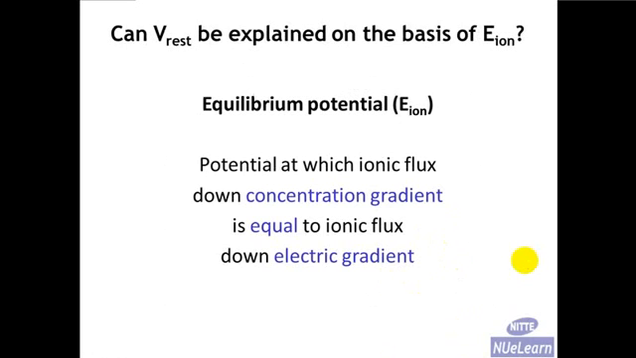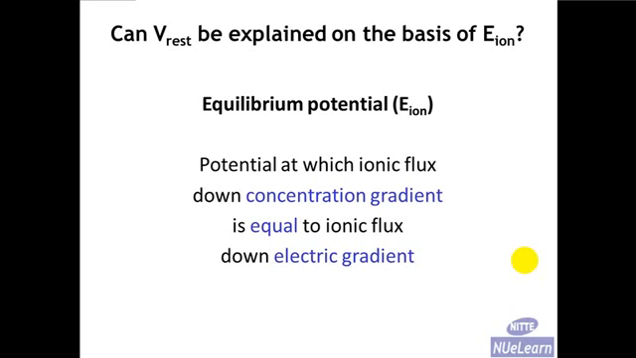So we know that the equilibrium potential is the potential at which the ionic flux down the concentration gradient is equal to the ionic flux down the electric gradient, and we can predict this equilibrium potential for a single ion if we know the concentration of that ion across the membrane. Now the question is, can we explain resting membrane potential on the basis of the equilibrium potential for ions? Remember, so far when we discussed equilibrium potential for ions, we have assumed that the membrane is permeable only to one ion, and then the Nernst equation is useful in those scenarios.